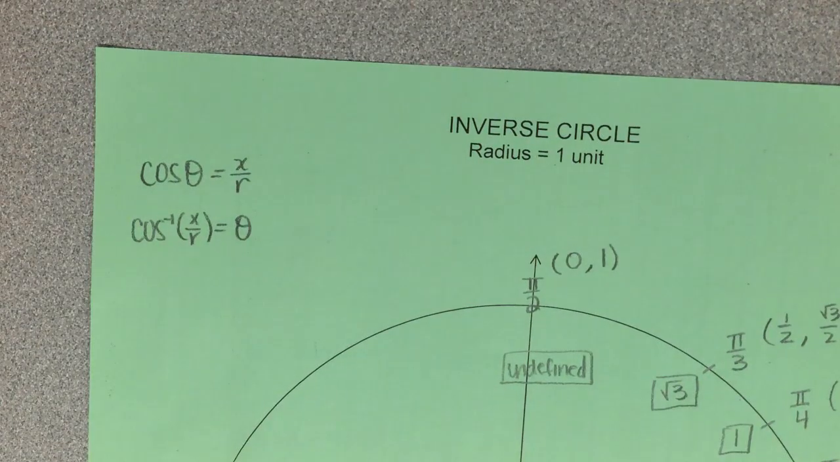Come on, Nicole, write it down. I know. The cosine of theta is x over r. The inverse cosine of x over r is theta.